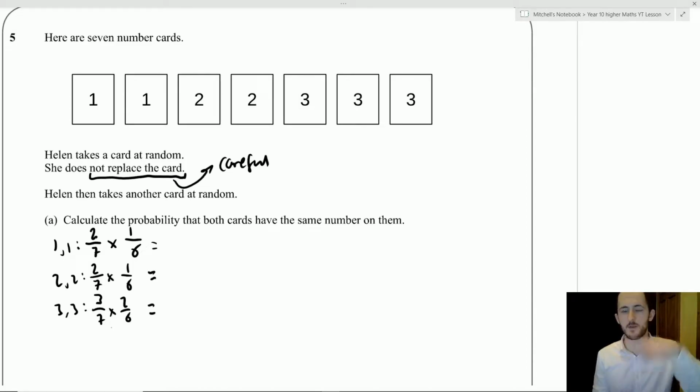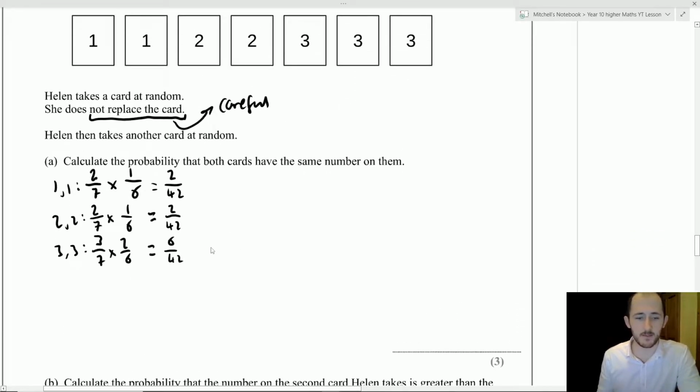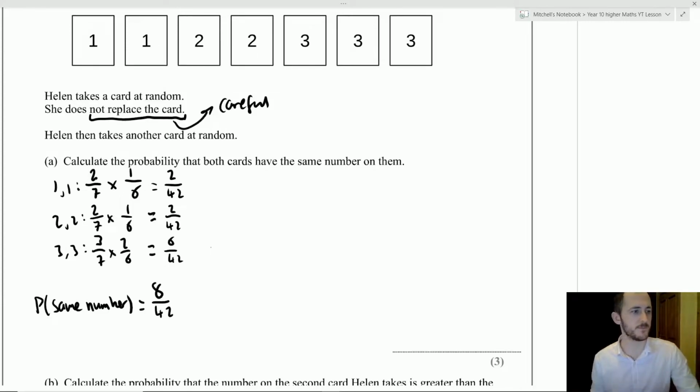I'm going to make sure you can see where I'm getting all these fractions from, while I work this out. So we have 2 over 42. We have 2 over 42 again. Then we have 6 over 42. And once again, it's asking for the probability both cards have the same number. So 2 plus 2 plus 6 will be 8 over 42. So again, we're doing these questions pretty quickly.